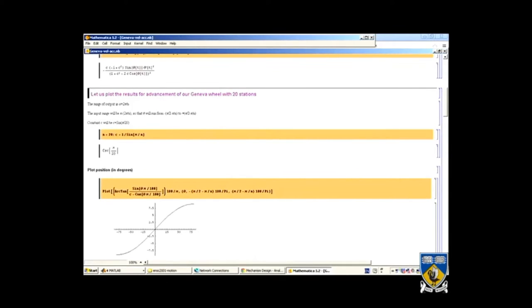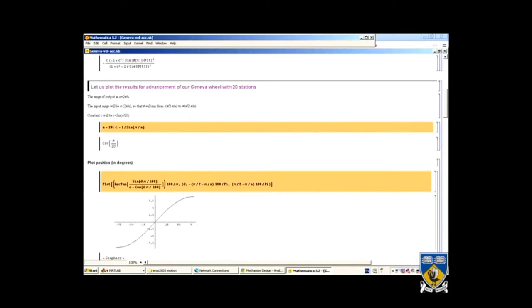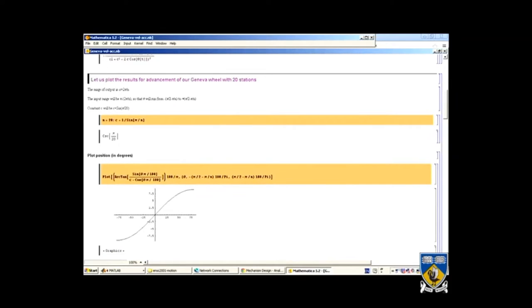So this is our case study, number of stations 20. Okay, so this is the situation for the machine tool in the lab, which hopefully next week everybody will see. So I am plotting the position in degrees for one cycle of the input.